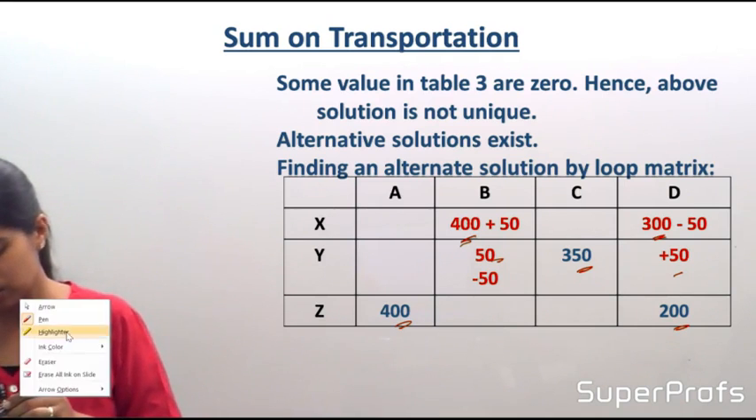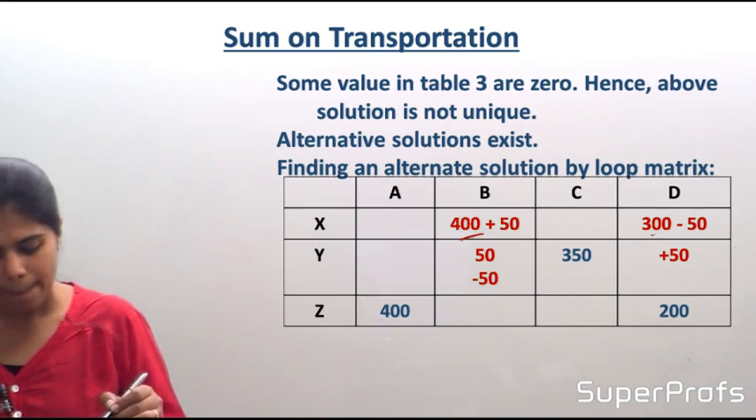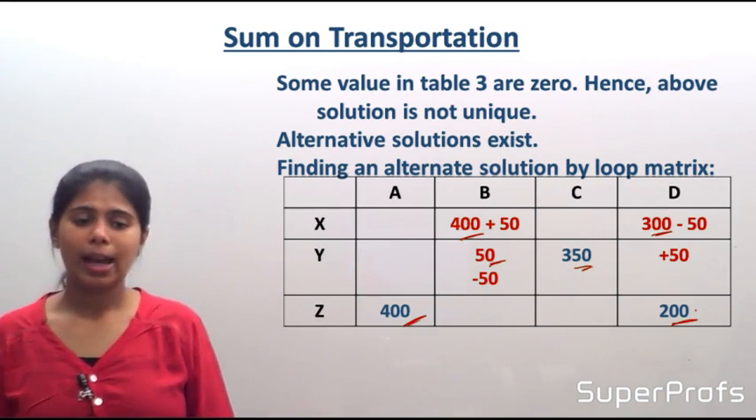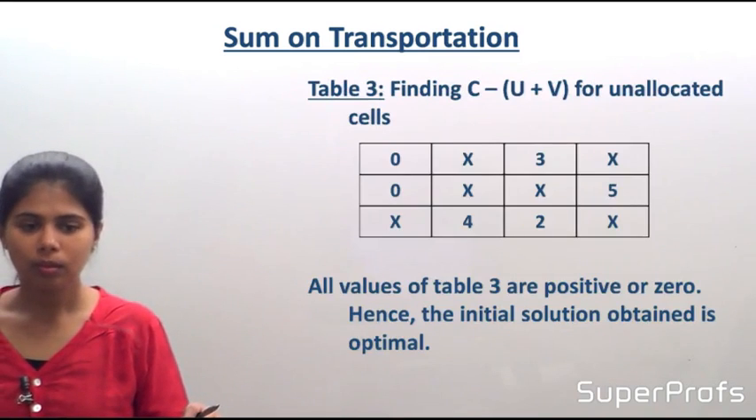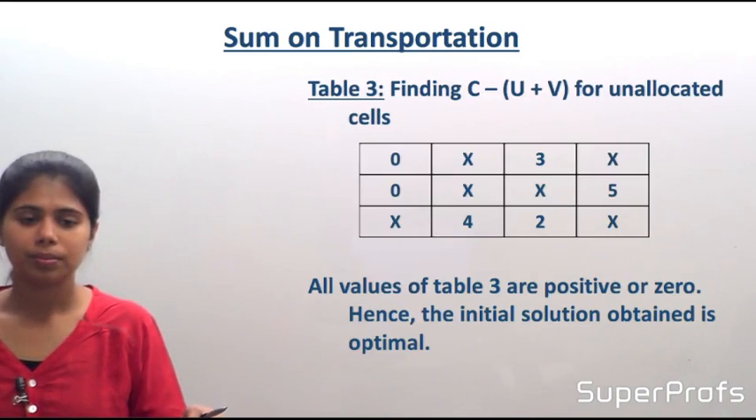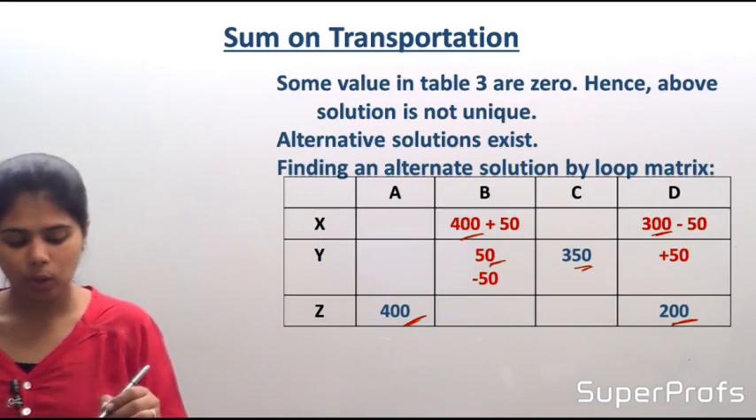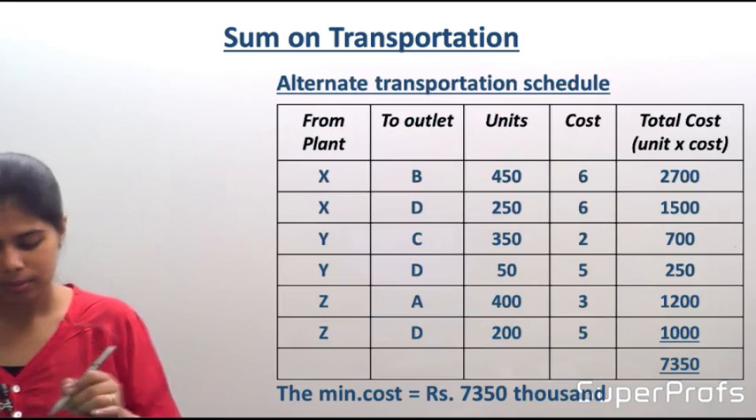These were the initial allocations. Now, I had a 0 value. Where did I have a 0 value in the question? So I have to allocate over here. So from here I will start the loop. And to start the loop, what I will do is I will draw it.